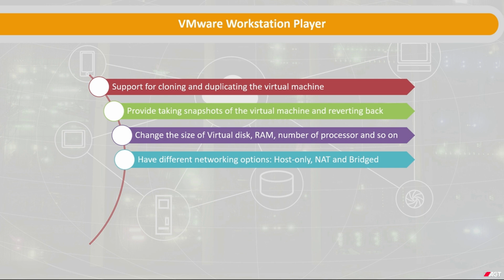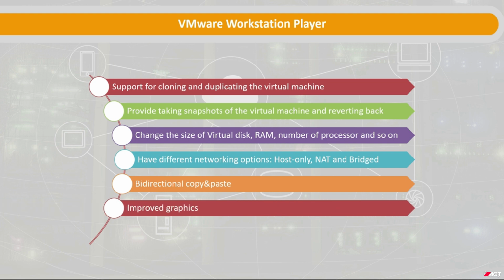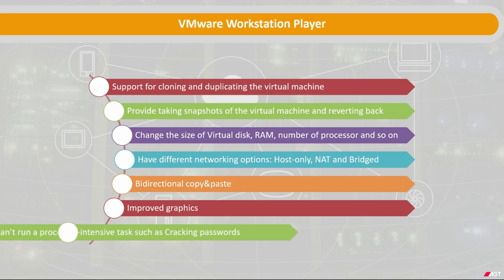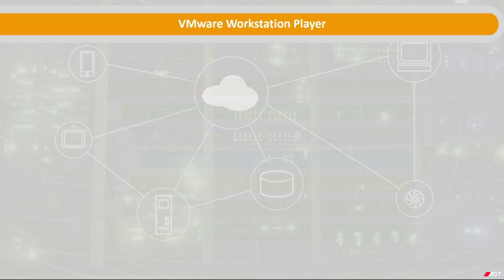Now, you're also going to be allowed to enable some additional features, such as copying and pasting text between the host and the virtual machine, as well as improved graphic performance and synchronization of the clock. Now, of course, along with these features, there are some drawbacks when you need to run a processor-intensive task, such as cracking passwords. What? We get to crack passwords? Remember, this is ethical hacking. But we don't need to use that much processing power in the lab itself.